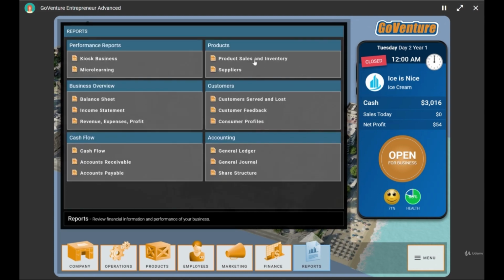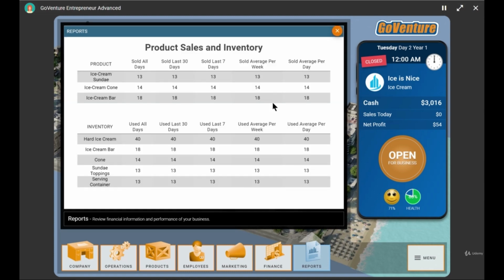The next report we'll quickly look at is product sales and inventory. So we're selling products. We have to have inventory on hand in order to make those products. Otherwise, we can't make a product and can't sell it. Customers won't pay us for it. So we have to track how much inventory we have on hand. How much inventory have we been using? How much inventory is being used to make the products that we need to sell?